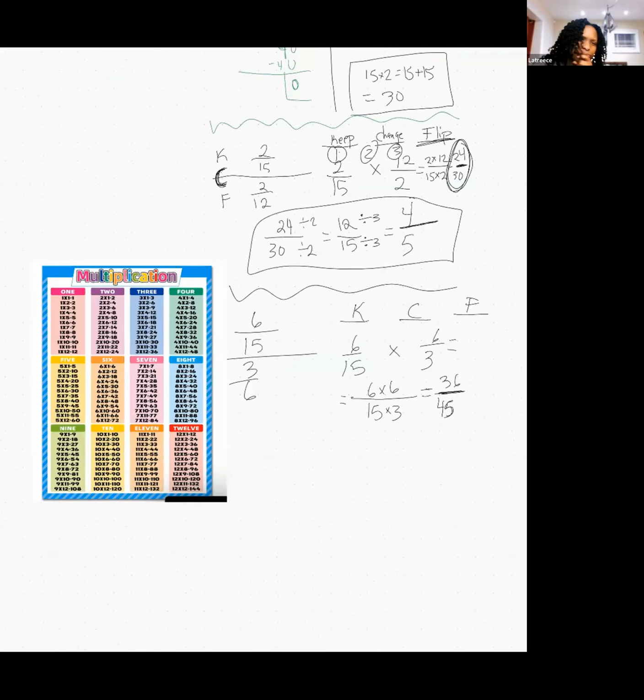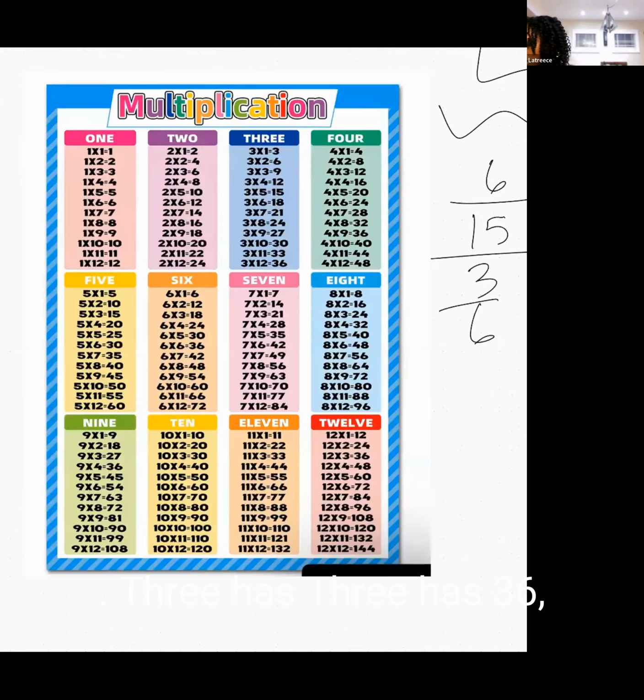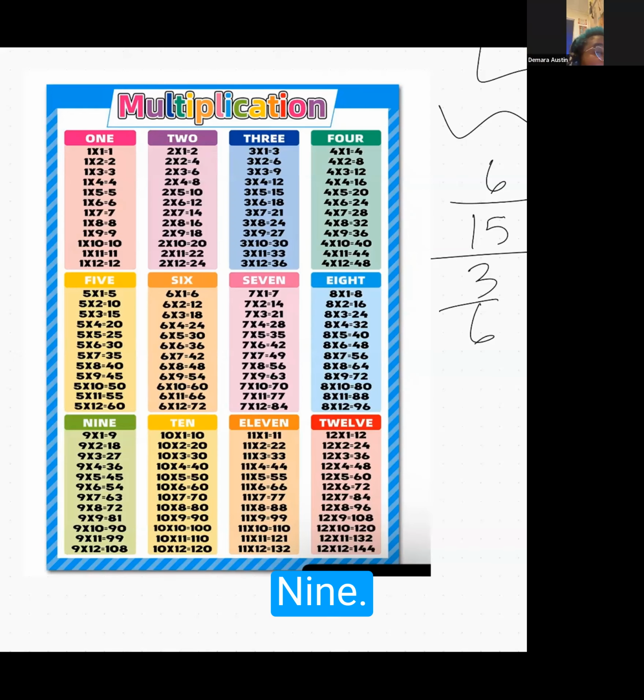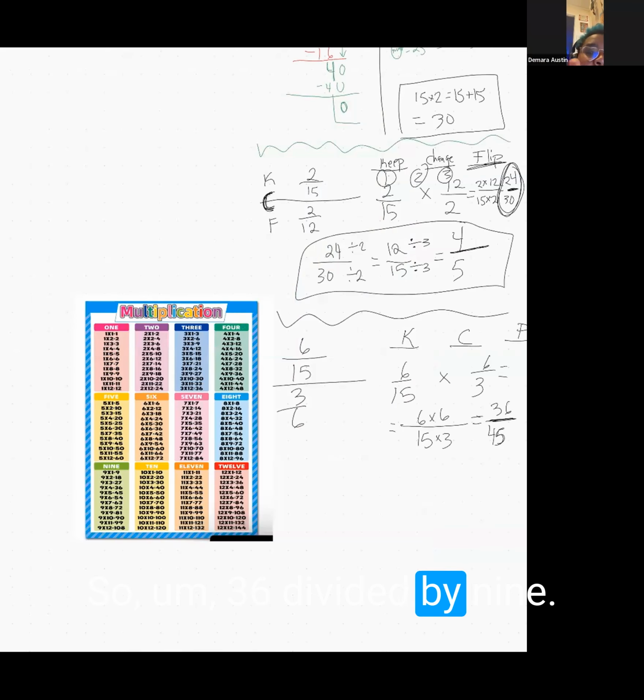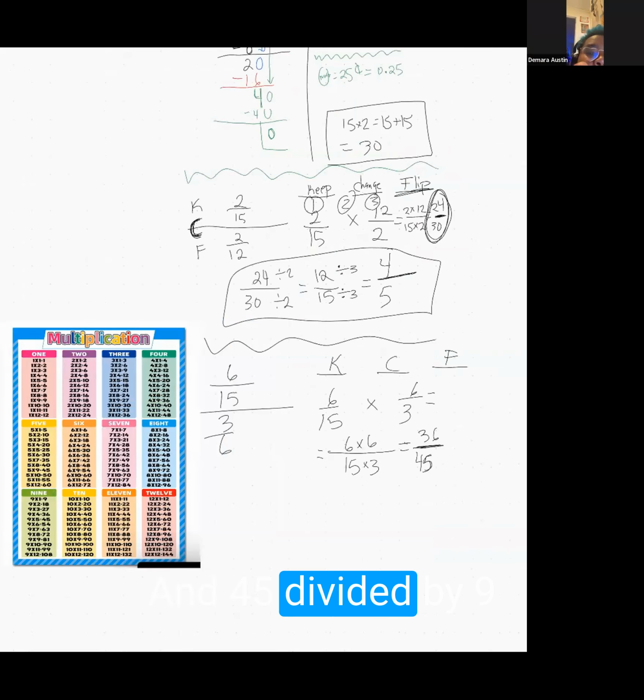Let me check. 3 has 36, but it doesn't have 45. Let's try and go bigger. 4 doesn't have 45. Not 5. Keep going. Not 6. 9. Yes, 9. Perfect. Okay, 9. So 36 divided by 9 and 45 divided by 9.